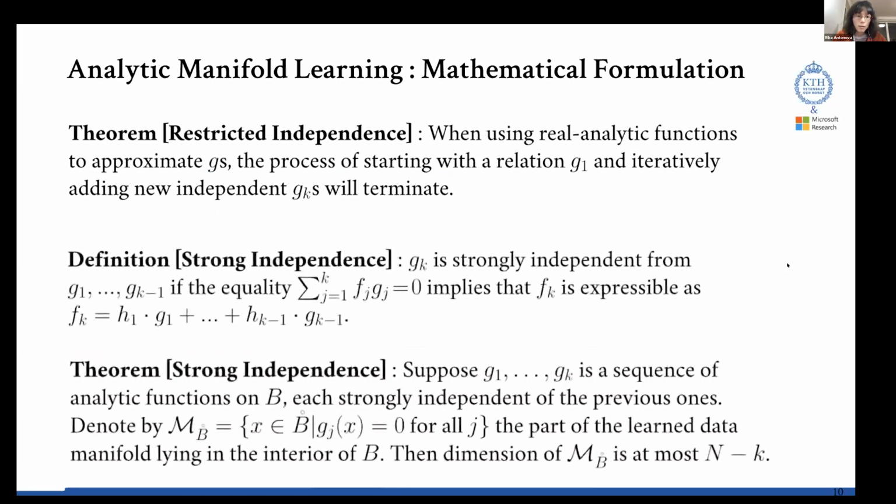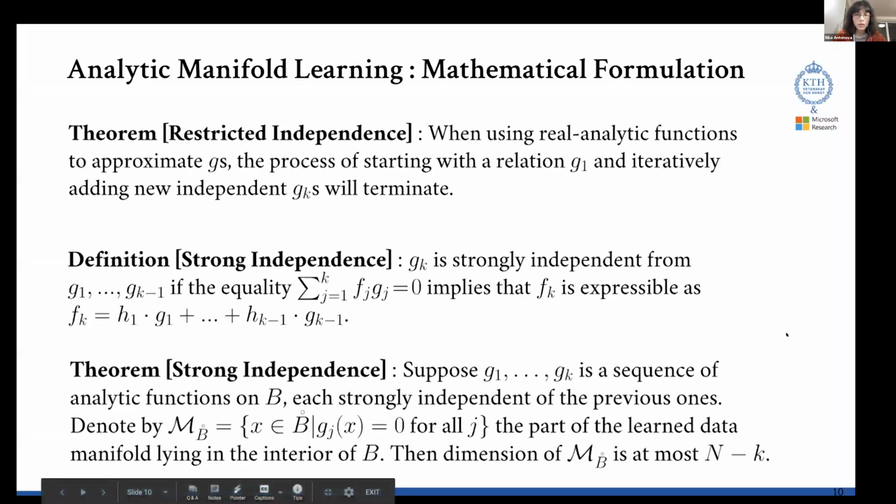Another result that we have in the paper is for strong independence. If we don't insist that this f sub k is -1, but only insist that it is expressible as a combination of some functions multiplying the previous g1 through g(k-1) relations, then we have a theorem which guarantees that when we add a new relation, the dimension of our learned data manifold is at most n minus k after we add the kth relation.